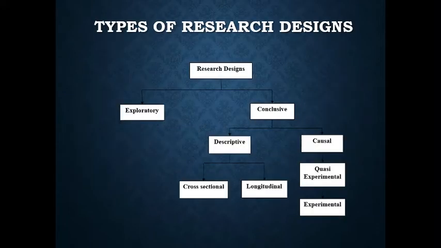The research designs are divided into the following types. Basically, the research designs are of two types. One is the exploratory and other is the conclusive, while the conclusive is further divided into descriptive and causal. The descriptive has two types, while the causal has also two types. The one that is called cross-sectional and the other is called longitudinal in the descriptive research, while in the causal we have quasi-experimental and experimental. So I will explain each of these research designs one by one.